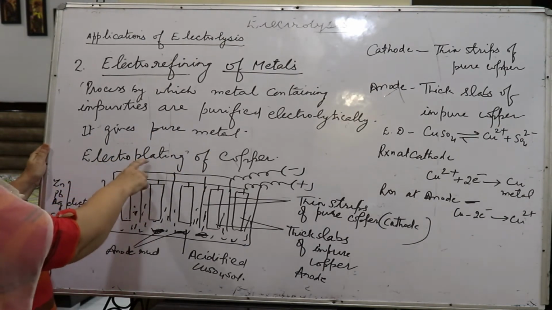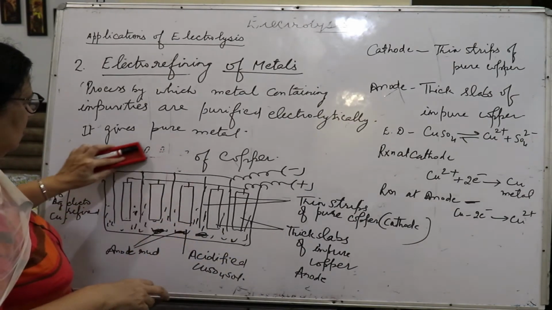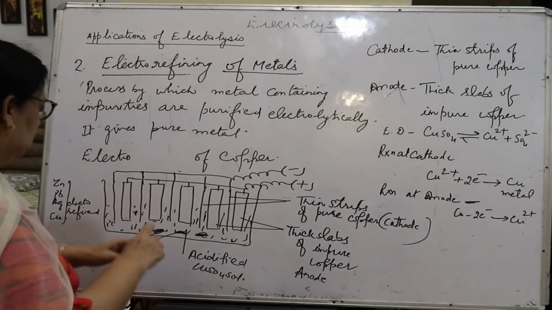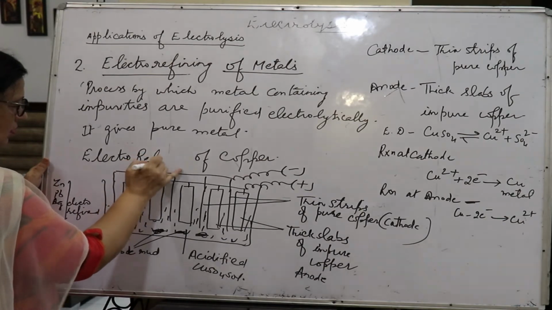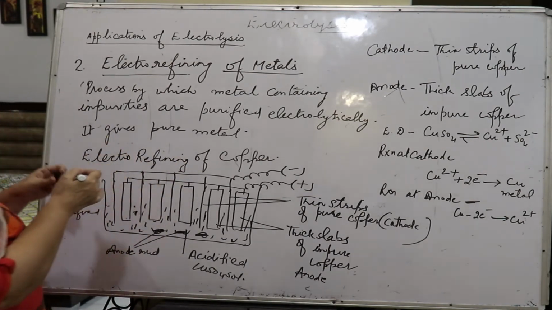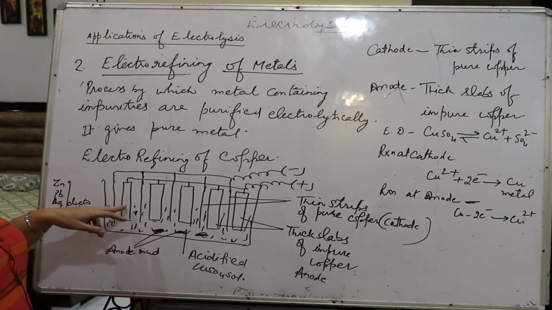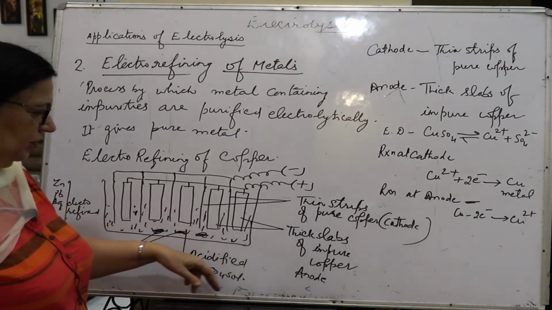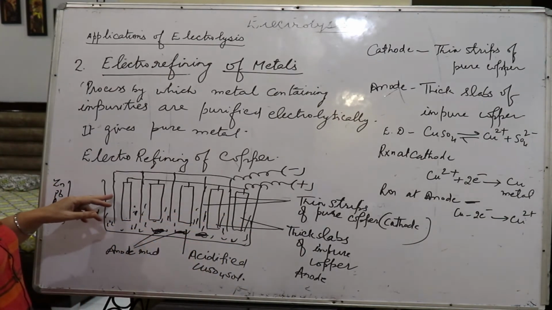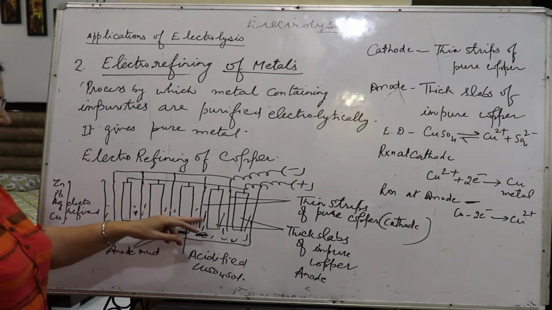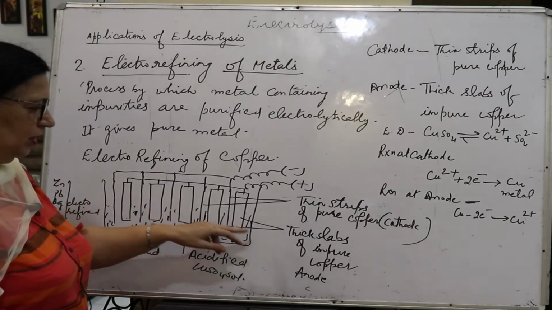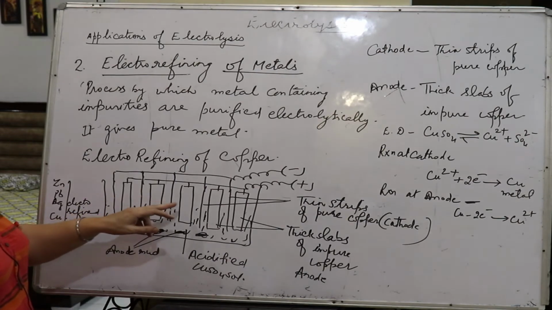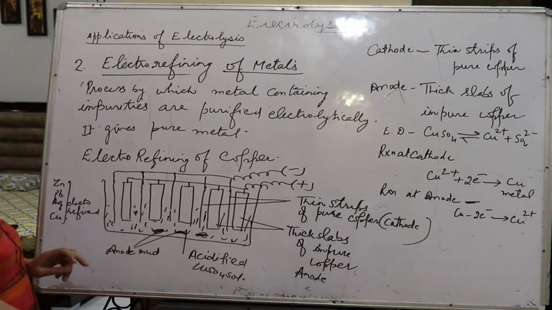So we will do the electro-refining of copper. How is this done? This is a big tank of iron, and in this tank we have put thick slabs of impure copper which we have to refine, and in between these slabs there are thin strips of pure copper. The thick slabs are connected to the positive terminal of the battery, and the thin strips of pure copper are connected to the negative terminal of the battery.